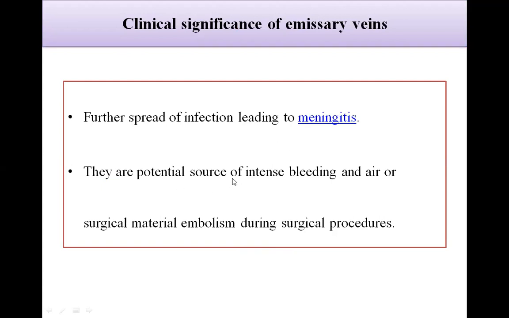And they are a potential source of intense bleeding and air or surgical material embolism during surgical procedures. If you don't know where they are present, these veins may be torn during surgery and there may be intense bleeding. Also, they are a source of air or surgical material embolism during surgical procedures.